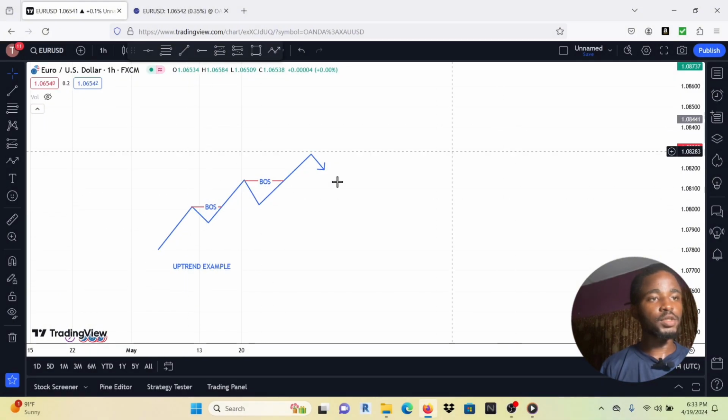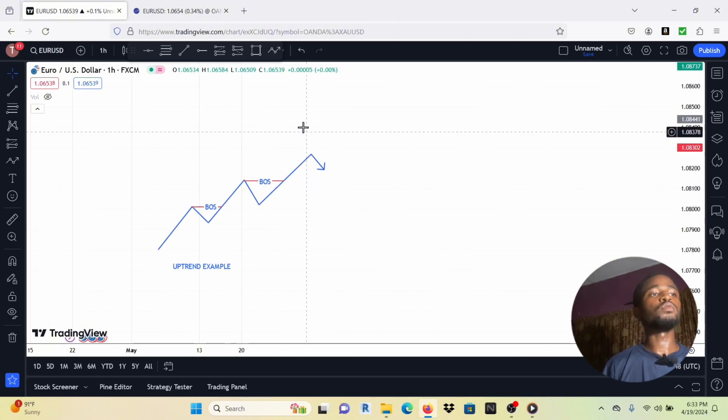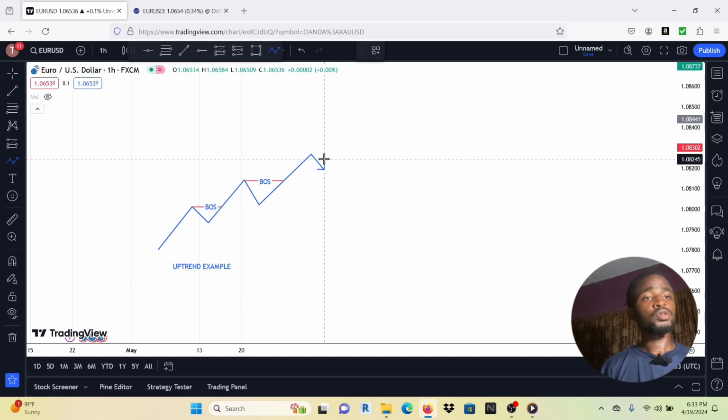Okay, so this is the example. Now you can see the break of structure over here, the break of structure over here. Now, as usual, this is an uptrend. We want the market to continue going up, right? So this is what we do. We usually wait for the market to come here and then we enter for a buy trade as usual.